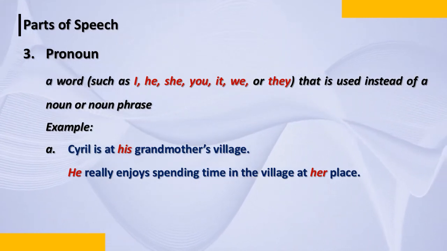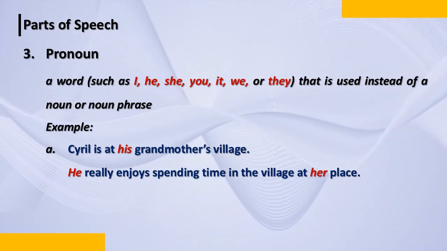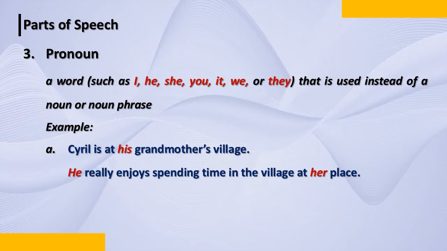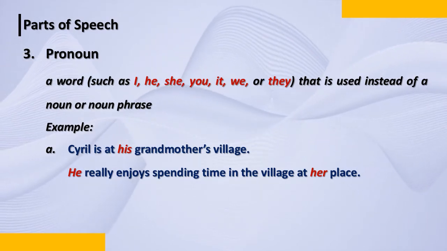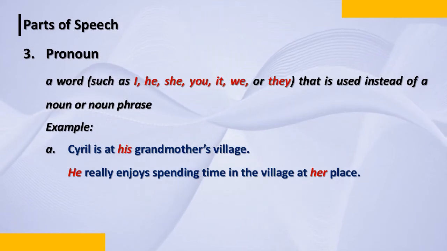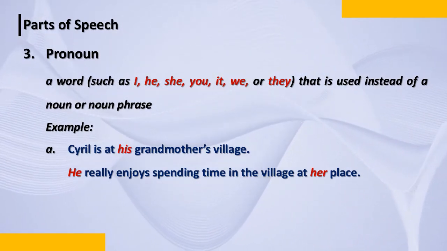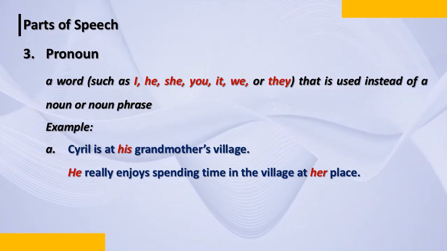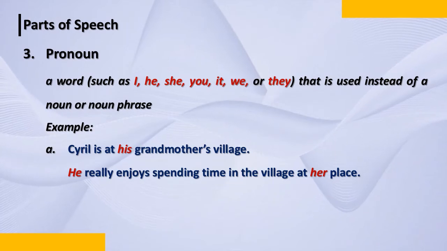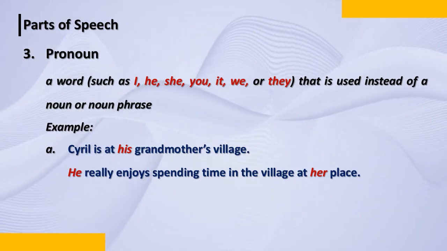So Cyril is at his grandmother's place. He is at his grandmother's place. We're talking about Cyril, and Cyril is at his grandmother's place. Now who's enjoying? Who's gone to the grandmother's village? Cyril. So he is really enjoying time there. At whose place? At the grandmother's place. So instead of repeating grandmother's place, it's at her place. Now the sentence has become short and easy.